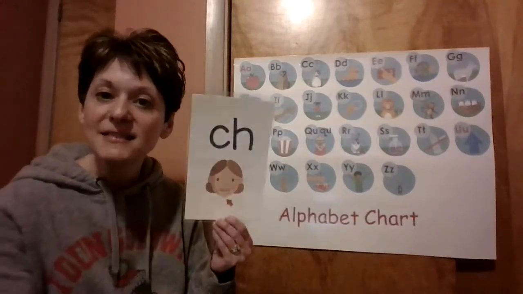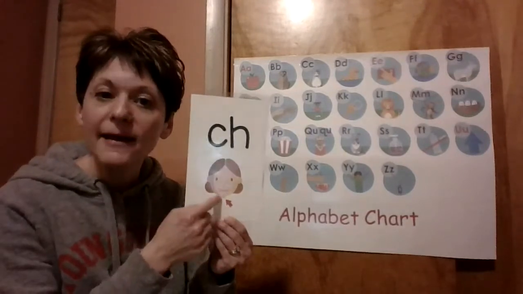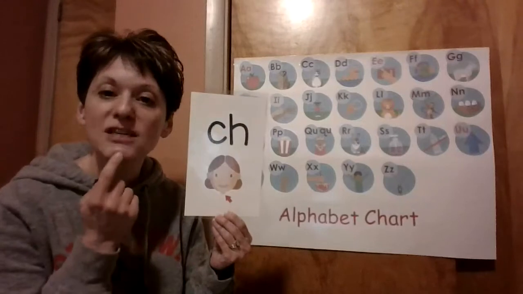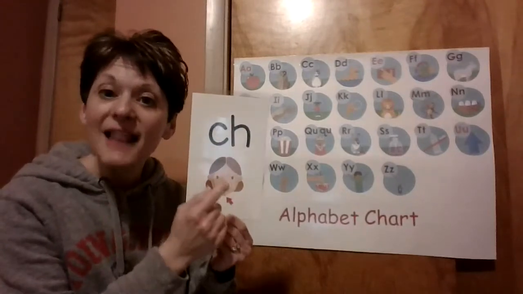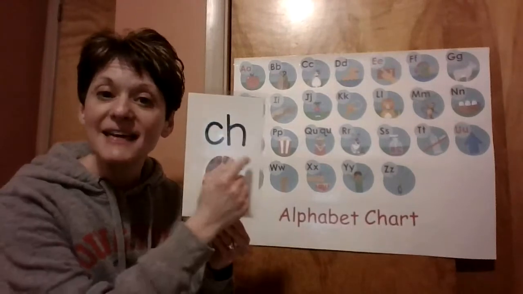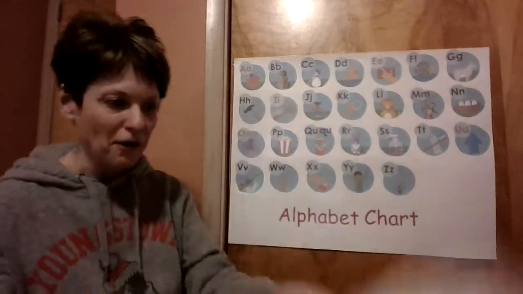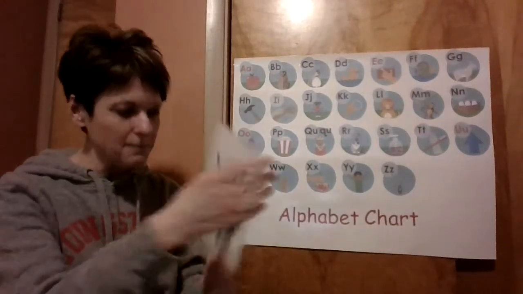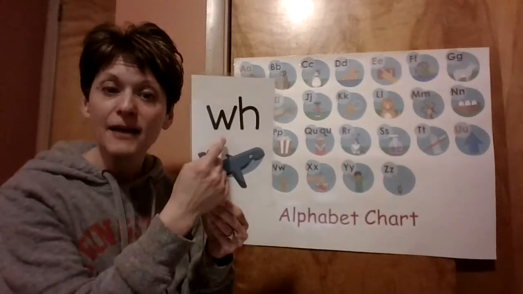CH, and the sound is ch, just like the arrow is pointing to this girl's chin. So we're going to say letters are CH, sound is ch. All right, great job. And here's our last digraph.